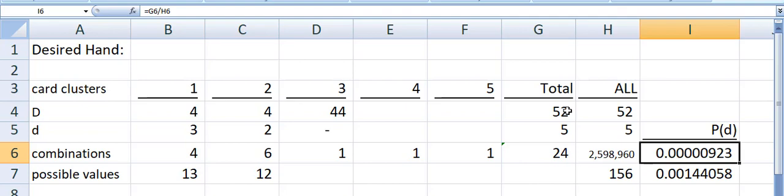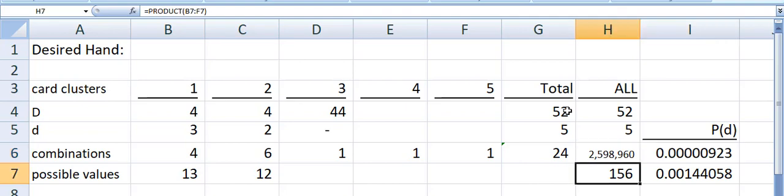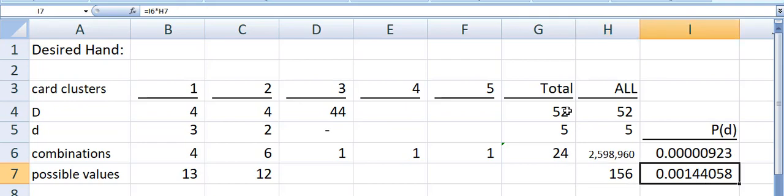So my example of aces over kings, 3 aces and 2 kings, the probability of getting that hand is extremely small, 0.000000923. But when I multiply that probability by the 156 different hands that would in fact be a full house, I get my final probability by multiplying that. And that's 0.00144. So it's a very, very small probability, which is why if you play poker, you're very, very happy to get a full house, because it's a very, very low probability.